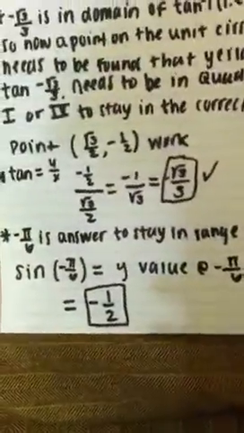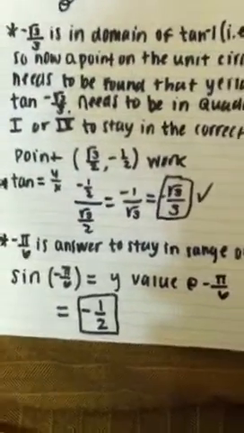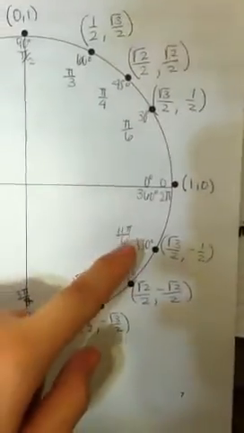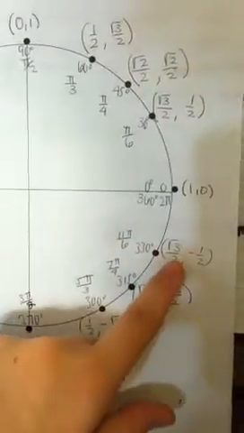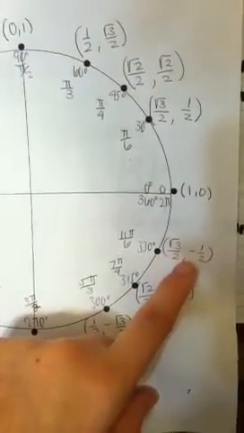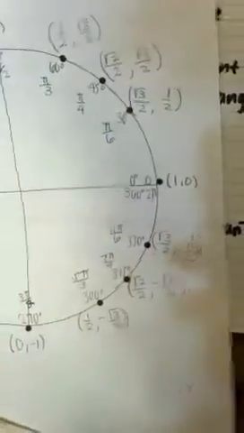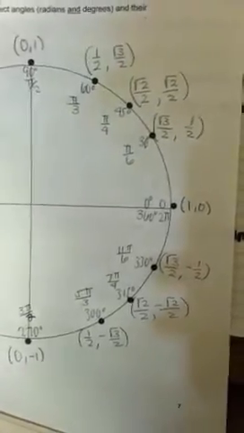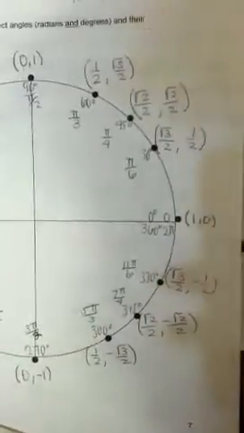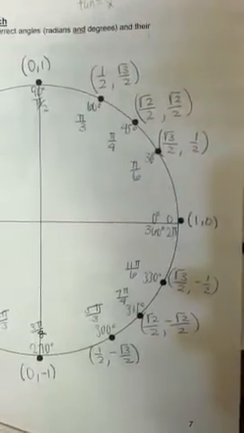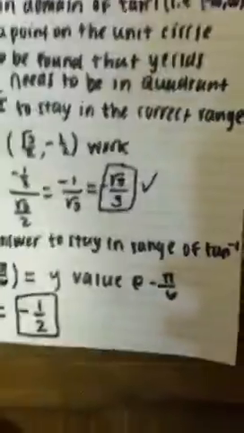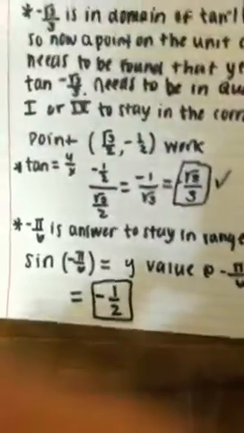And then negative pi over 6 is the answer to stay in this range of tangent. This is because 11 pi over 6 is the answer at this particular point we found that yields the right answer for tangent, but we need to stay in the range, which is negative pi over 2 to pi over 2, and 11 pi over 6 is not in that range, so we need to make it in that range. We know that this right here is pi over 6, and this is negative pi over 6. So the answer is negative pi over 6.